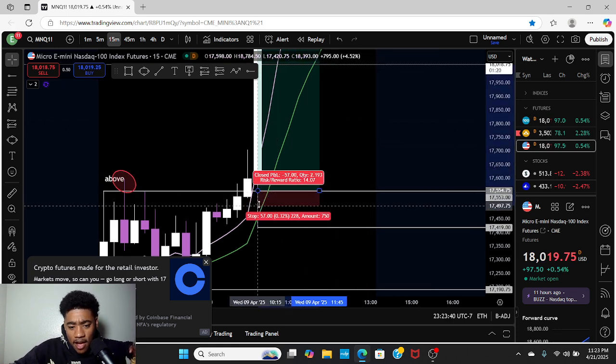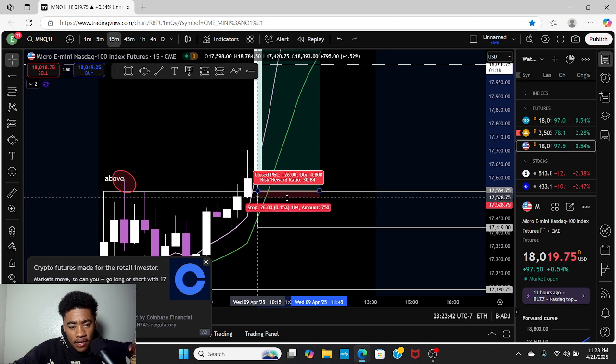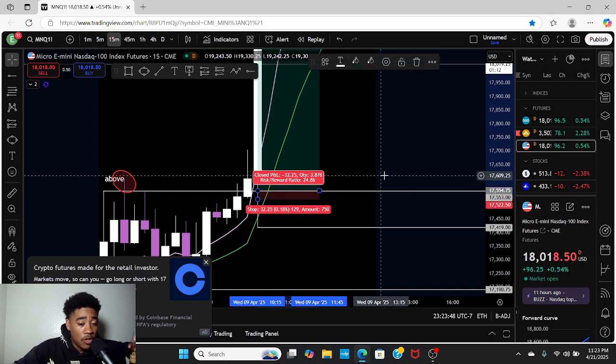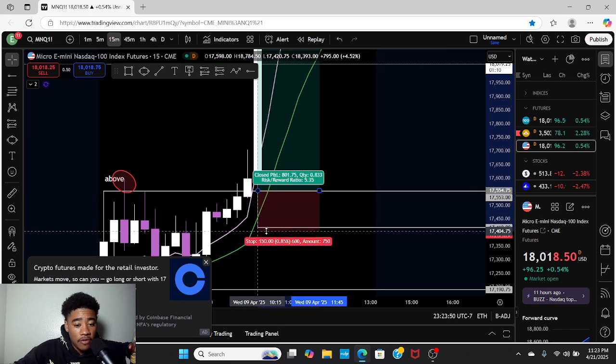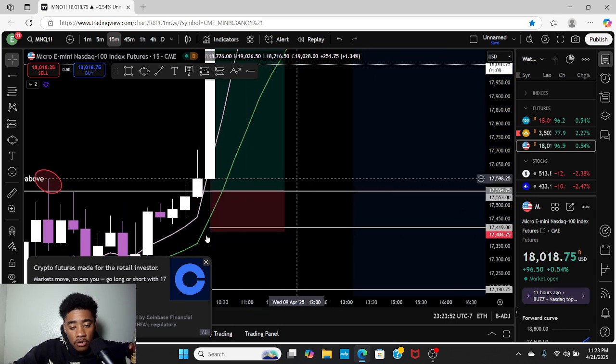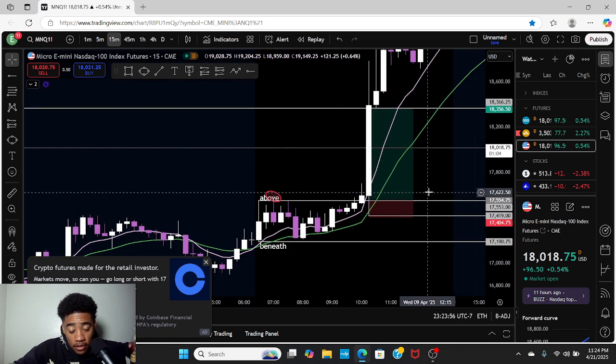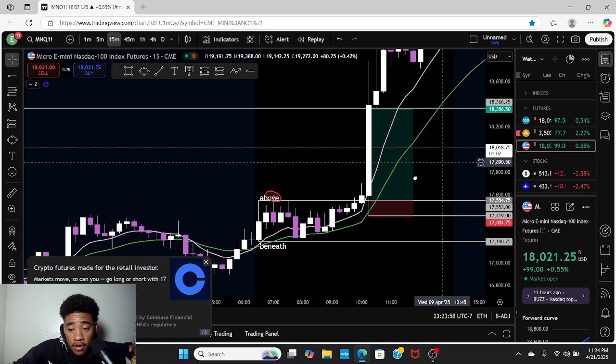Keep a tight stop. Even a 10-point stop would have worked. You would have been in no drawdown. You could have put it underneath this wick here. You would have been in no drawdown. You could have even put it underneath this wick when in, manage your risk. But even under that, it's a good trade, right?